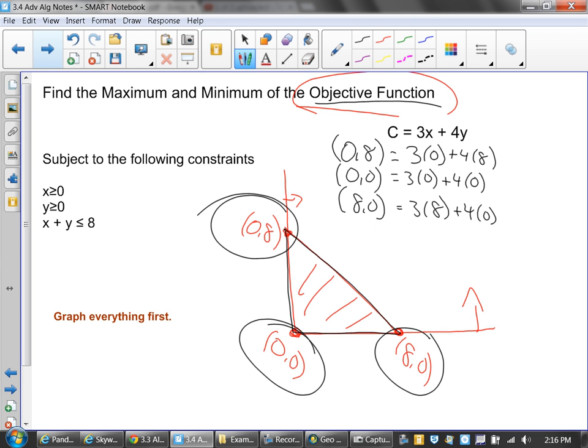And the objective function is the C. Yes, the objective function is the C. C equals whatever, some expression that will be different each time.